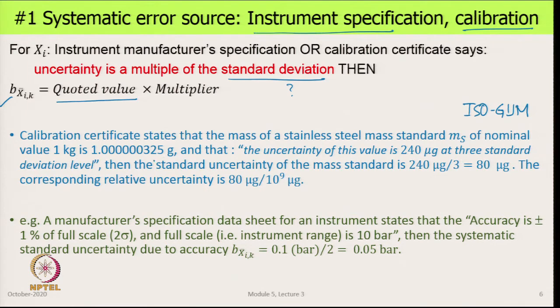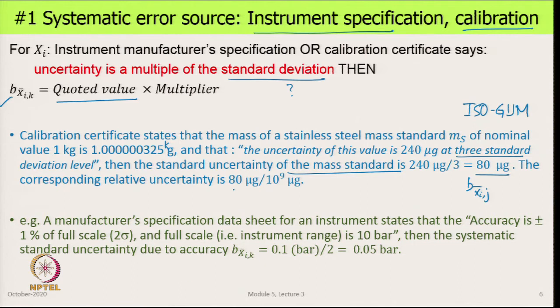Sorry, this will be kg, and the uncertainty of this value is 240 micrograms at 3 standard deviation level. That means the standard deviation of the mass standard is 240 micrograms divided by 3, since the 3 sigma level has been told to us. We assume this is a normal distribution, so we divide by that and we get 80 micrograms. So, this is Bxi,j if such a statement were given to us by the manufacturer.